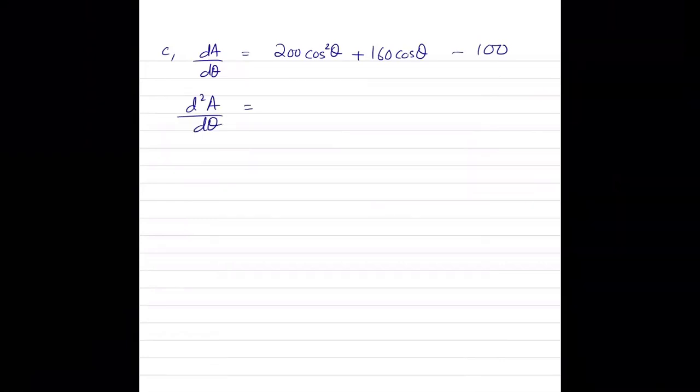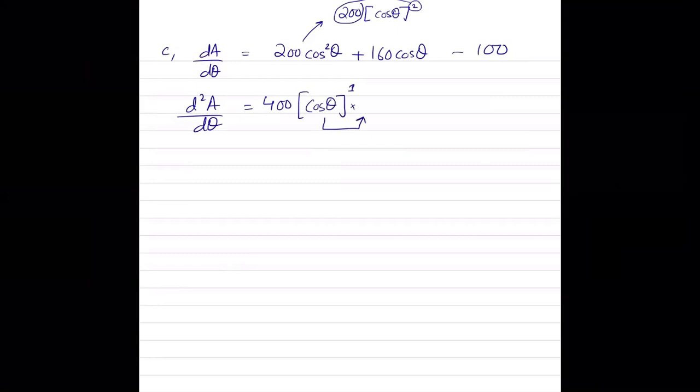Now to find the second derivative, d square A over d theta square, what is the differentiation of 200 cos square theta going to be? Try considering this as 200 times cos theta, the whole thing squared. So the power is going to be multiplied with the coefficient. You are going to get 400. Then you reduce the power of the function by 1, and then you times it by the differentiation of the function. What is the differentiation of cos theta? It's minus sine theta. Is everyone clear with this step?